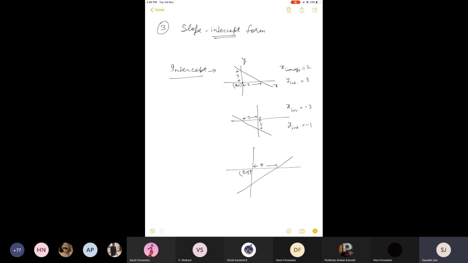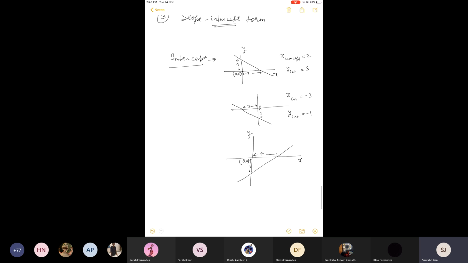Let us say there is a line which is cutting the axes at a distance of 4 units and 3 units on the x and y axis respectively. Can you tell me what will be the values of x intercept and y intercept? So 4 and minus 3. Yes, correct. 4 and minus 3.